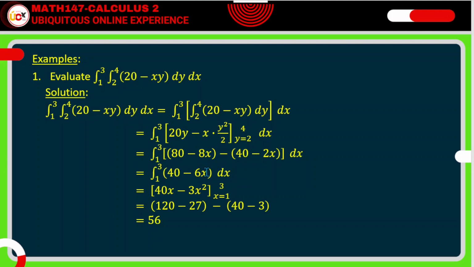And then by integrating this function with respect to x, you get 40. What is the integral of 40 dx? The integral of dx is x. So you have 40x minus, you factor out 6 and then get the integral of x dx, which is x squared over 2. But x squared over 2 times 6, you get 3. So 3x squared. Okay, where x is from 1 to 3. So 1 is the lower limit, 3 is the upper limit.